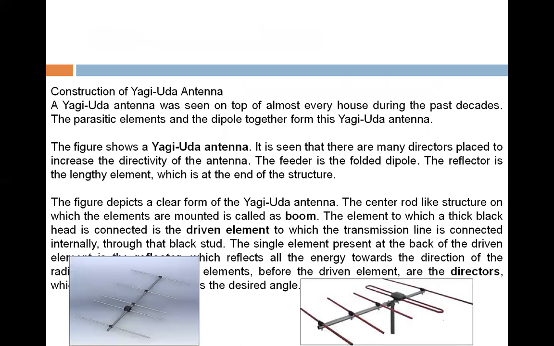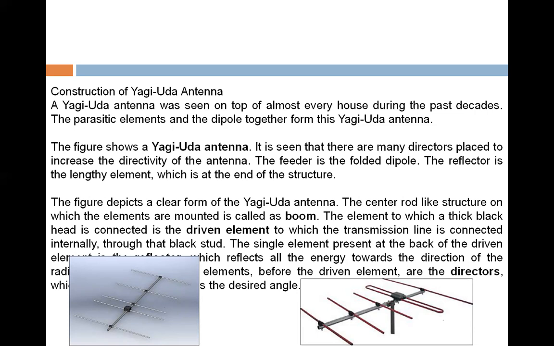See the construction. The figure shows the Yagi Uda antenna. There are many directors placed to increase the directivity of the antenna. This is the basic purpose of directors, to achieve good directivity. The feeder is the folded dipole. The reflector is the lengthy element which is at the end of the structure.